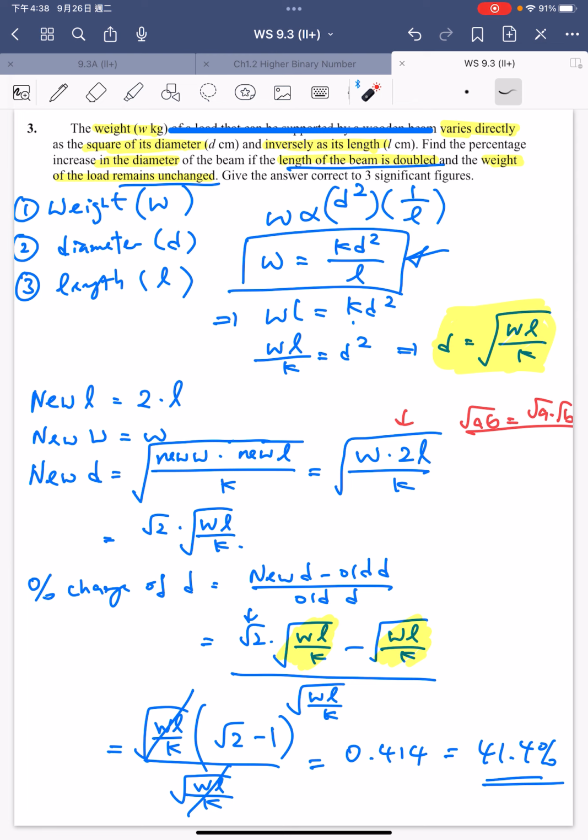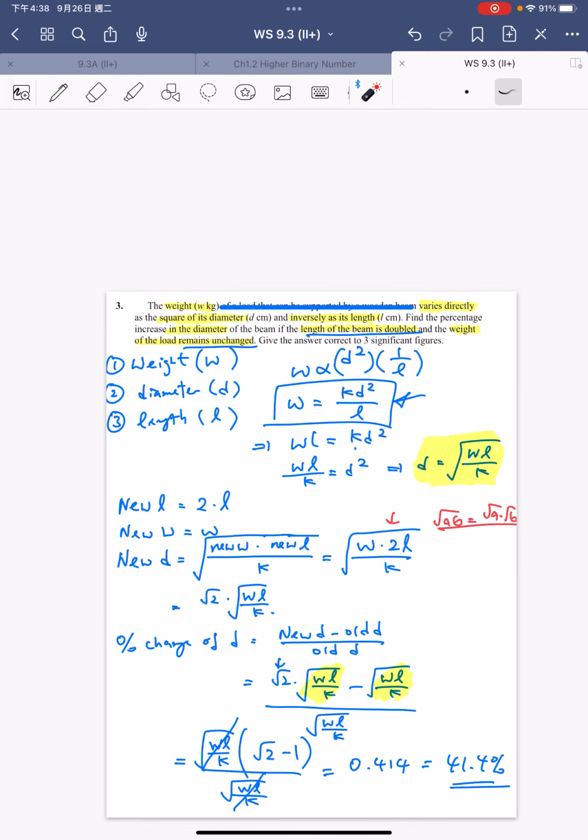However, as the question is asking for the percentage change in diameter, you need to make D, the diameter, the subject. Then we can use our formula of the new D minus the old D over the old D to get a percentage of D. So that's the main difference of this question compared with the others.